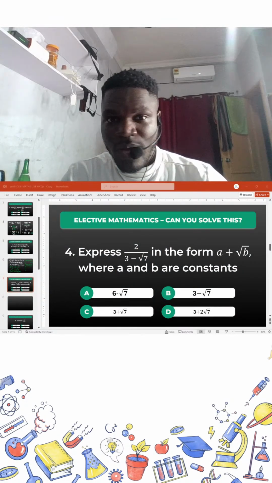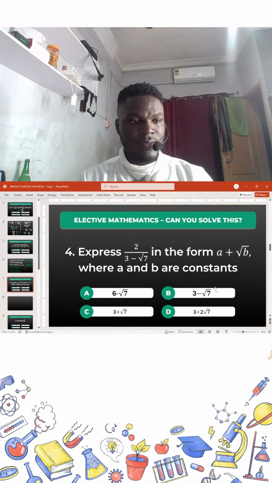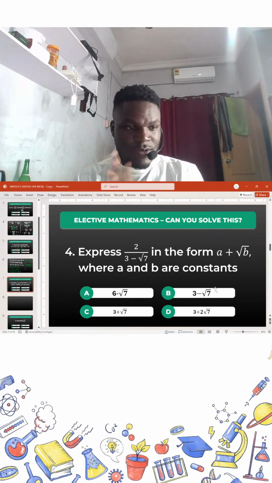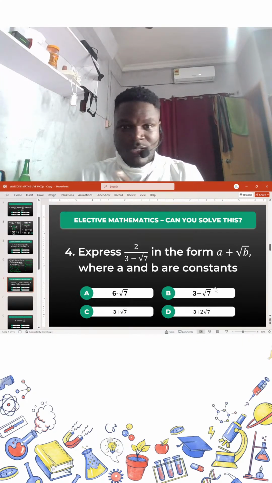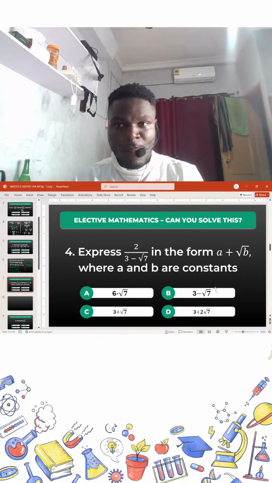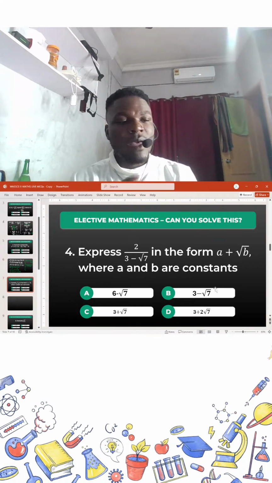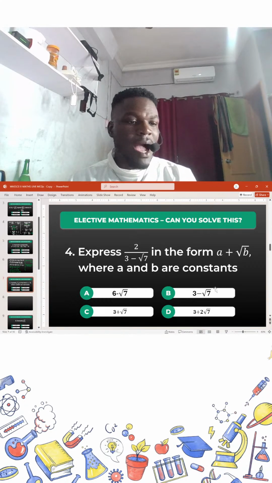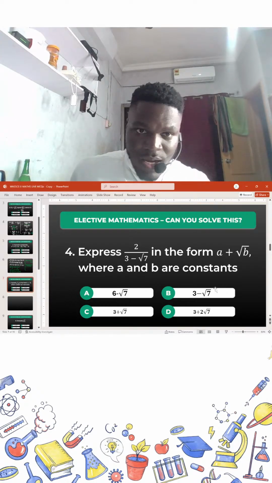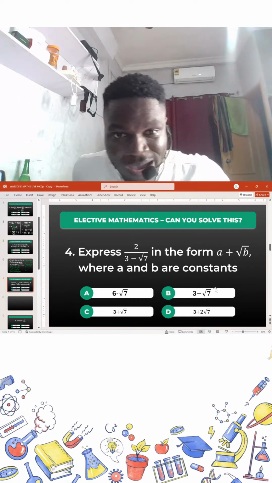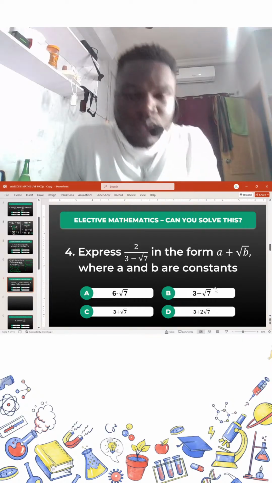Okay, so guys, we are back. We are back. All right. So this is the next question that we have. We are to express 2 over 3 minus root 7 in the form a plus root b, where a and b are constants. Are we okay? So this is the expression that we have, and this is what we are supposed to solve.